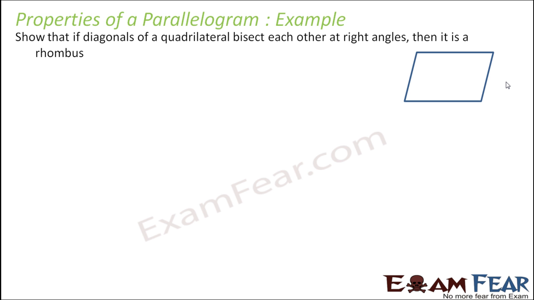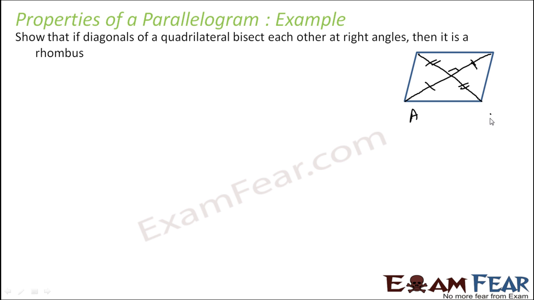Show that if diagonals of a quadrilateral bisect each other at right angles, then it is a rhombus. Let's see this. So this is a quadrilateral and it is given that these diagonals bisect each other at 90 degrees, that is given, and this is equal to this is equal to this is also given.